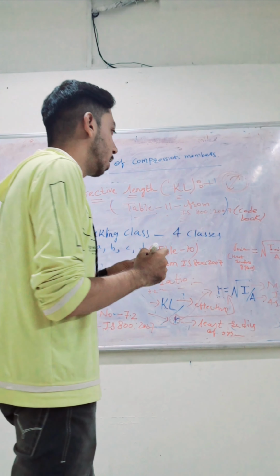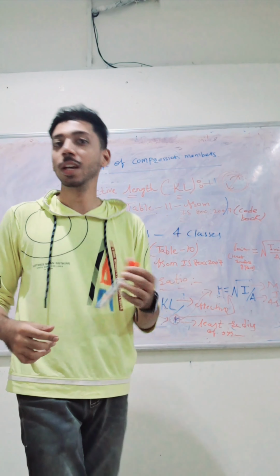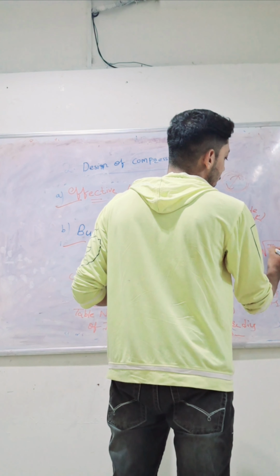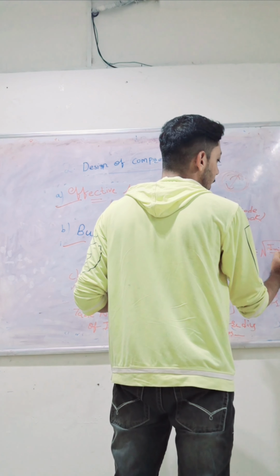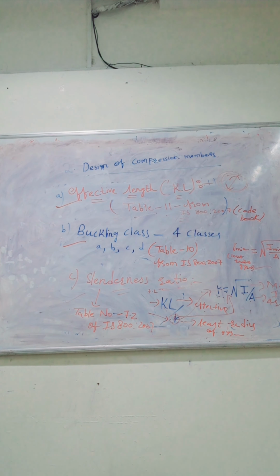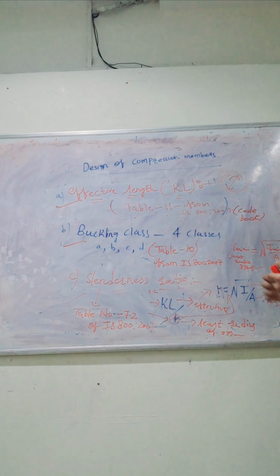Okay. Next you are going towards R minimum, least radius of gyration. अब least radius of gyration का formula क्या है? Least, minimum I minimum by A. Okay. Next we see the design procedure for the design compressive strength.